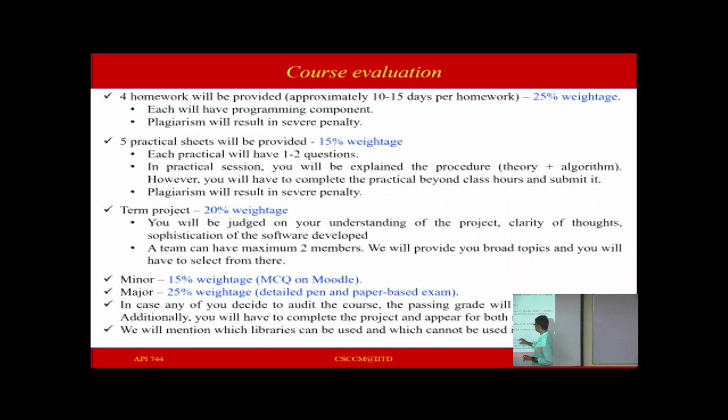Term project, 20% weightage. I will tell you more about it, but you can think of it as you will do some real implementation reproducing certain papers that are already published in this area. The paper you will select yourself, the big domain I will provide.